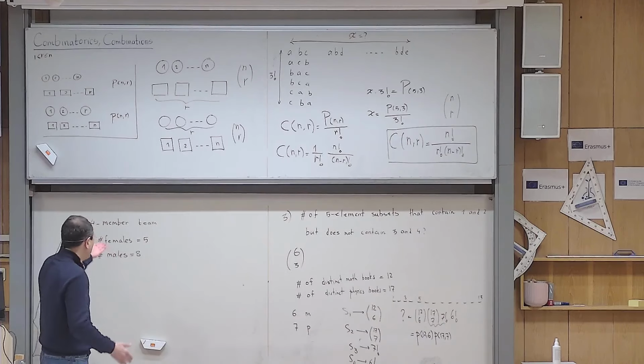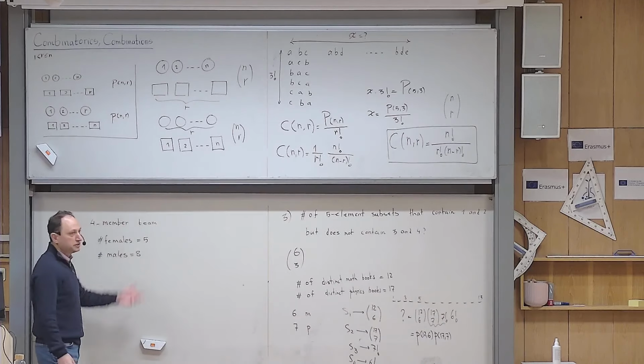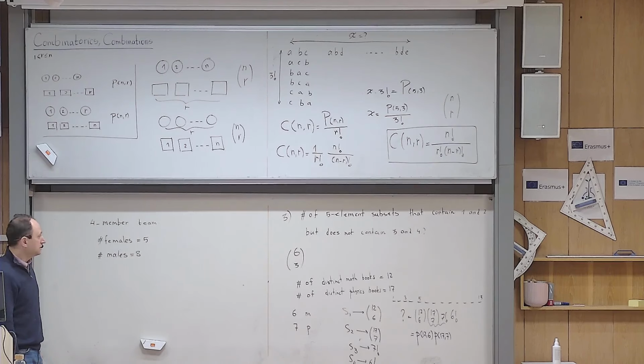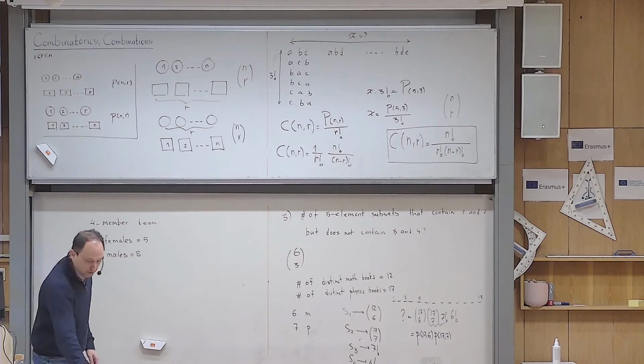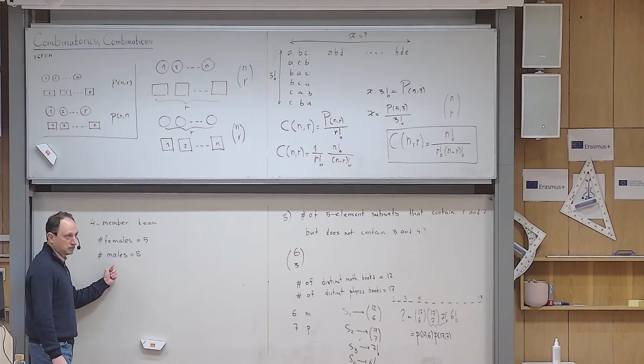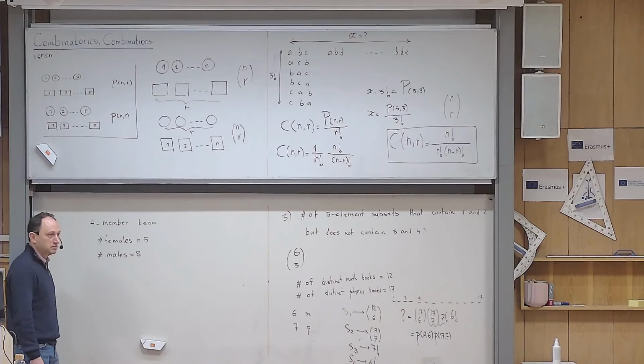Okay, but that's not the problem here. So having a 4-member team is already indicating to you that this is a combination problem, not a permutation problem. But the constraint tells you that you are allowed to choose at most 2 men. So how do you think? At most 2 men means?